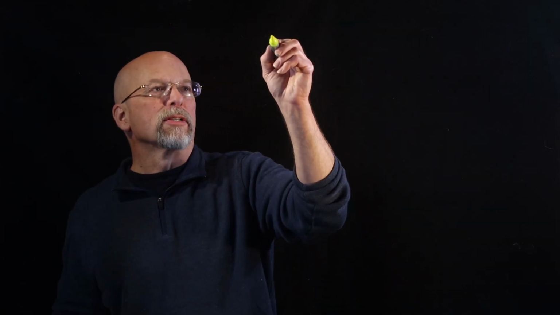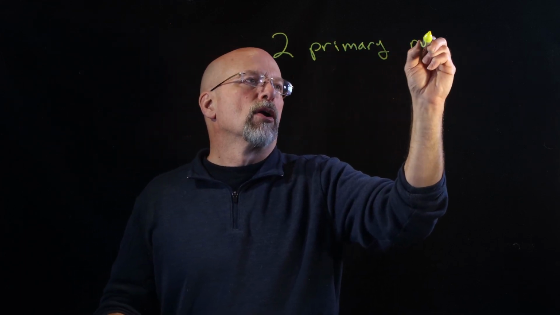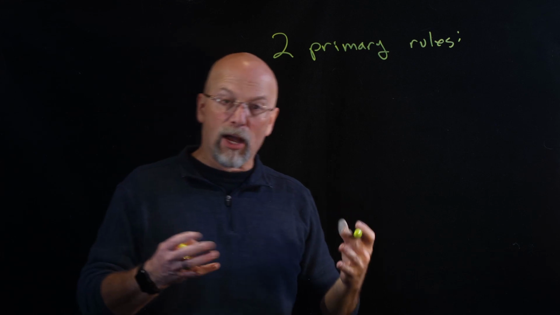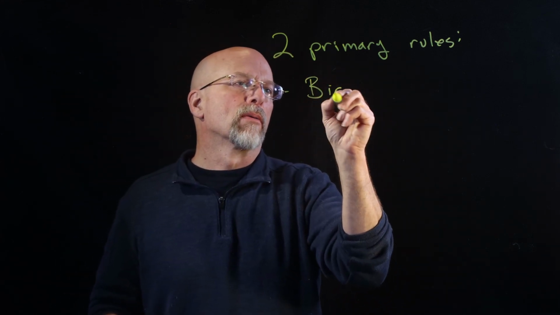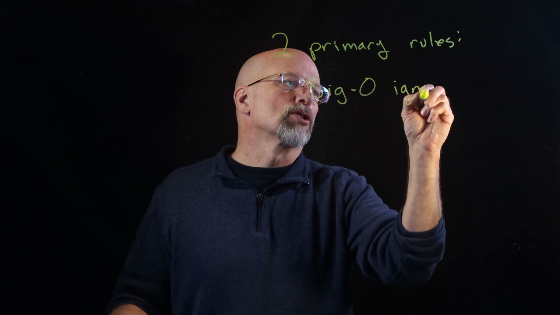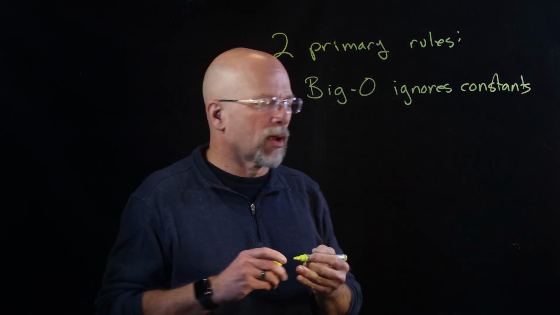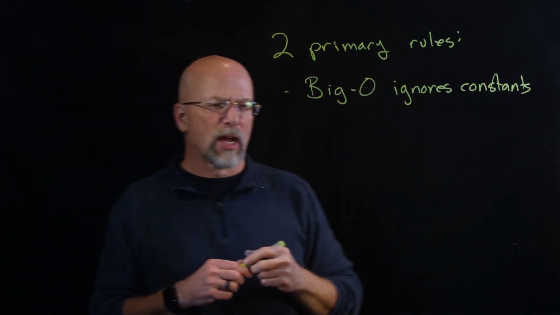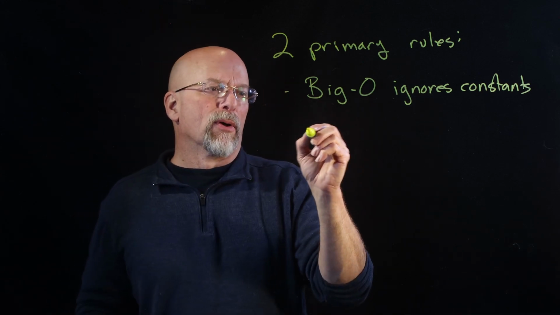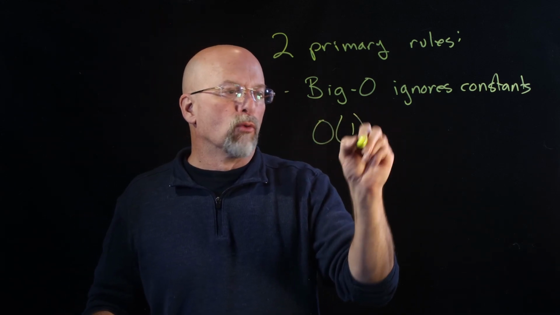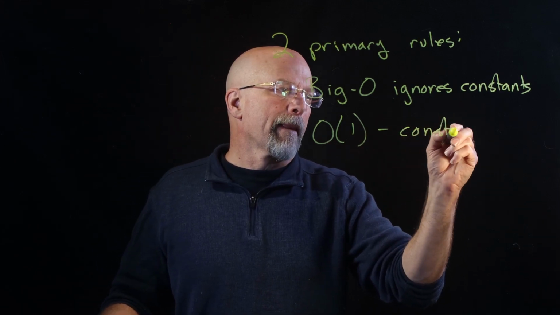Now, in my experience, there are two primary rules when it comes to big O notation. The first rule is that big O ignores constants. All right. What does it mean when big O ignores constants? Whenever we're looking at complexity, so for example, I showed you big O of 1, right? Well, big O of 1 was constant.